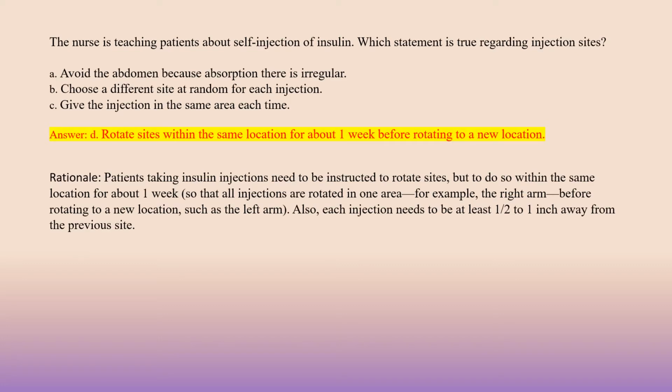Answer. D. Rotate sites within the same location for about 1 week before rotating to a new location. Rationale. Patients taking insulin injections need to be instructed to rotate sites, but to do so within the same location for about 1 week, so that all injections are rotated in one area, for example, the right arm, before rotating to a new location, such as the left arm. Also, each injection needs to be at least 1/2 to 1 inch away from the previous site.